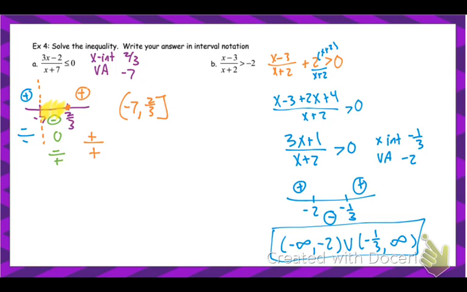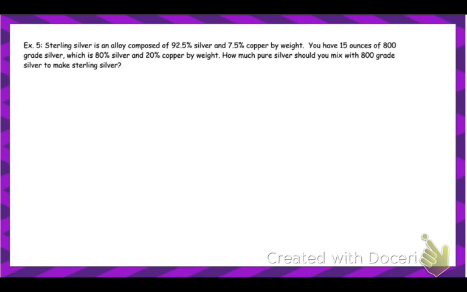All right, so the last thing that we're going to look at are some word problems involving rational functions. This first one's a little bit harder, and I think it's because it's worded in a difficult way. But we'll go through this, and then we're going to look at some very typical rational functions involving rates. All right, so it says sterling silver is an alloy composed of 92.5% silver and 7.5% copper by weight. You have 15 ounces of 800 grade silver, which is 80% silver and 20% copper. How much pure silver should you mix with the 800 grade silver to make sterling silver?